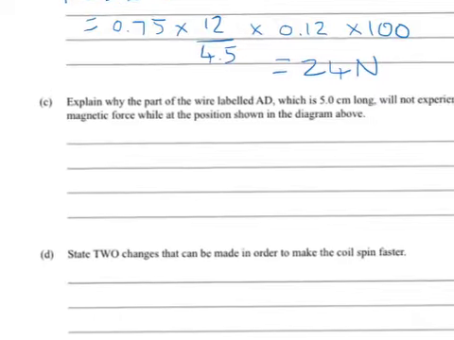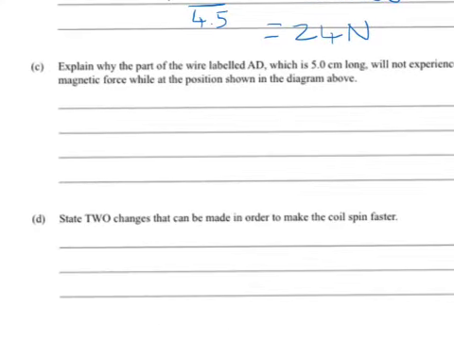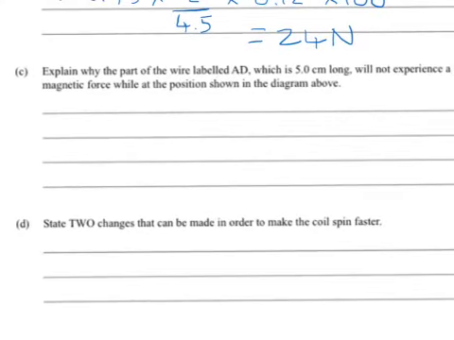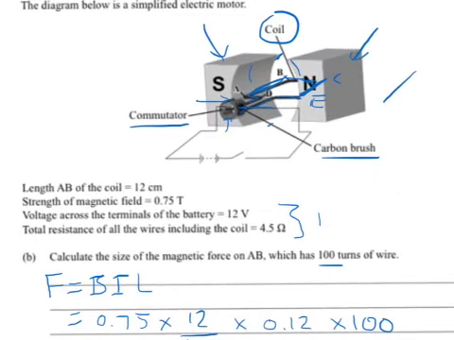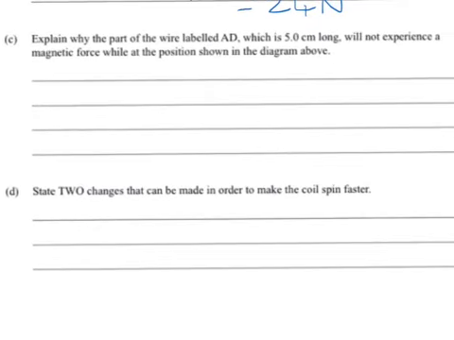Okay, moving on. C, explain why the part of the wire labelled AD, which is 5 centimeters long, will not experience a magnetic force while at the position in the diagram. So let's just highlight that with red so you can see AD, here it is, and it's running parallel to the magnetic field, which is why there will be no force. So AD is parallel to the magnetic field, and it has to cut the magnetic field for it to produce a force.